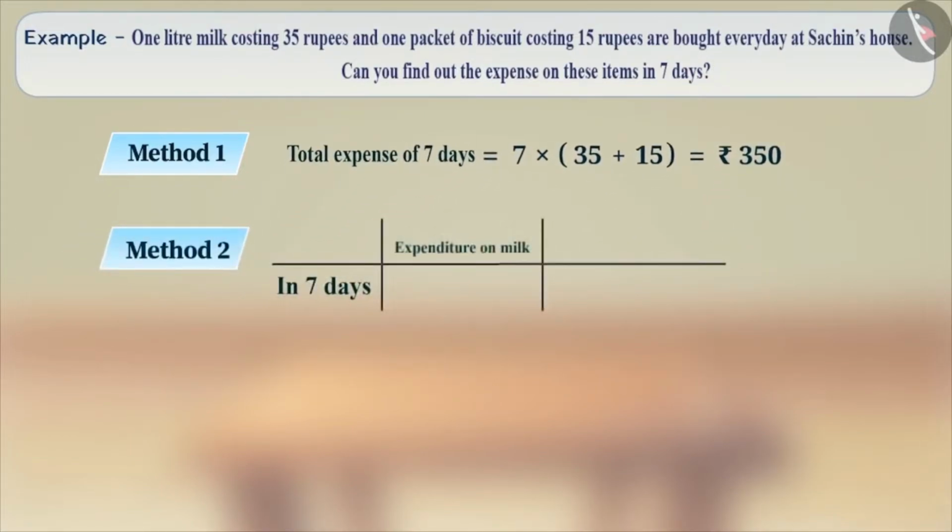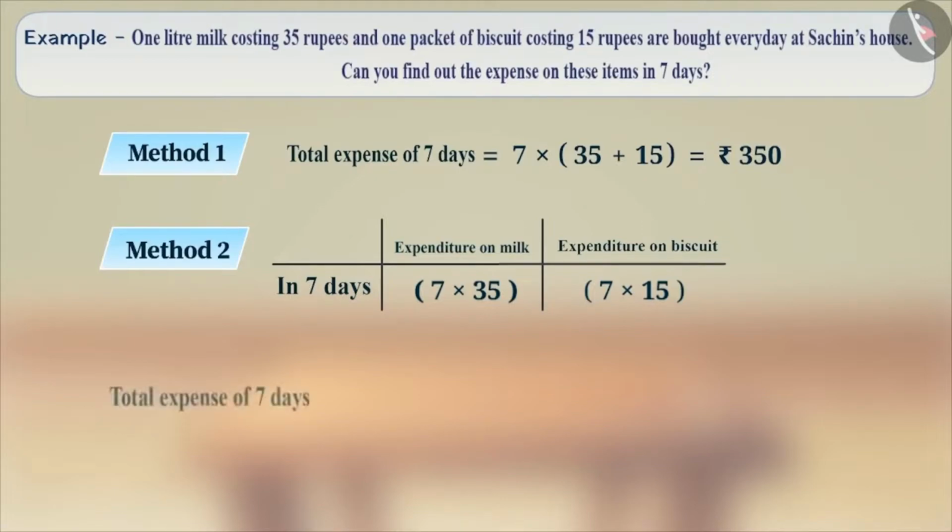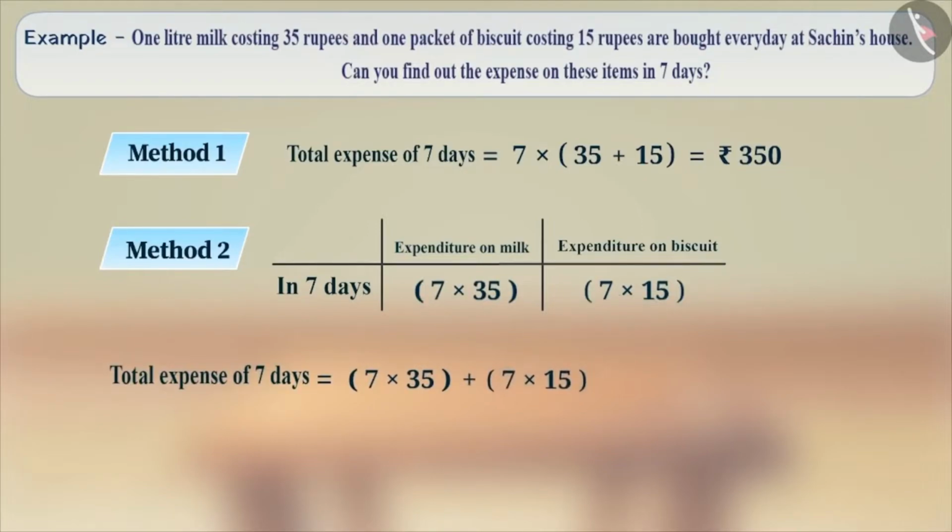Method 2. First, we will find the amount spent on milk in 7 days, which will be 7 into 35. Similarly, we will find the amount spent on the packet of biscuits in 7 days, which will be 7 into 15. Then we will add them and get the total expenditure. Total expenditure is equal to 7 into 35 plus 7 into 15, which is equal to 245 plus 105, which is equal to 350. Thus, the total expenditure obtained by both methods are the same.